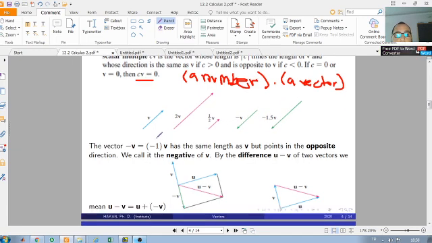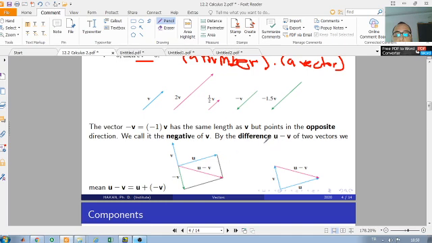And the vector minus v, which is actually the scalar multiple of minus 1 and v, has the same length. You see, we have the same length because the absolute value of c is 1, and 1 times the length of the vector v is equal to the length of the vector v, but it points in the opposite direction. So we call this vector the negative of the vector v, and the difference, namely the subtraction of two vectors denoted by u minus v, can be obtained by adding the vectors u and the negative of v.